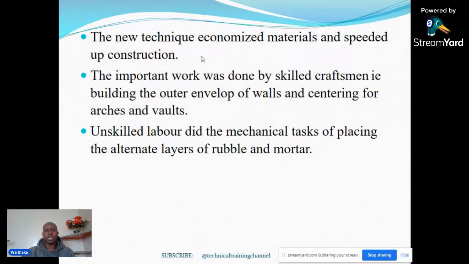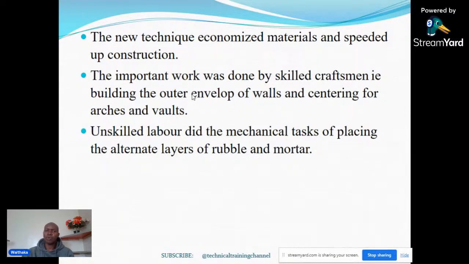So then we are also noting that the new technique economized materials and speeded up construction. The invention of the concrete speeded up the construction work, and it also economized materials and helped to ease the pressure on demand for stones. The important work was done by skilled craftsmen, that is, building the outer envelope of walls and centering for arches and vaults. So just as we've seen, the invention of concrete has now brought other architectural elements like the arches and the vaults.